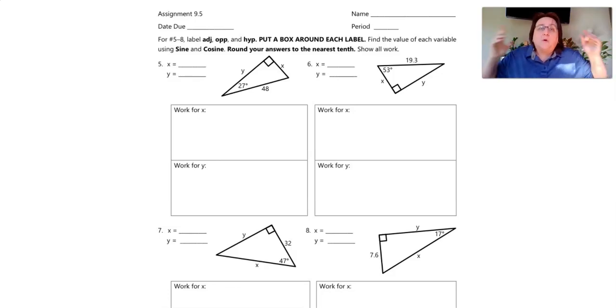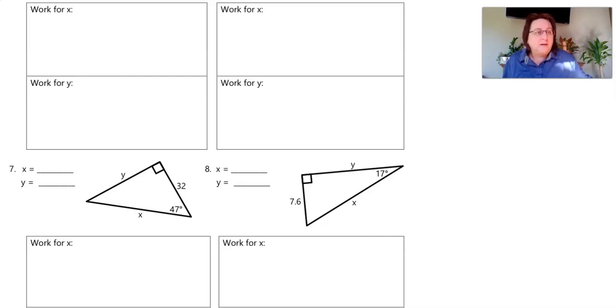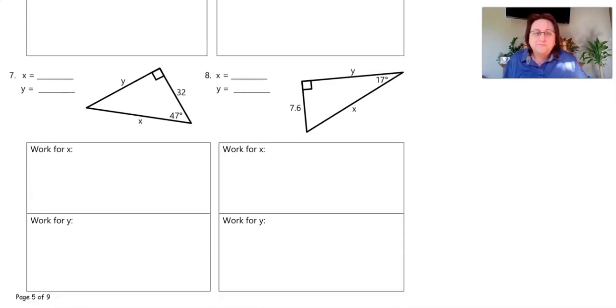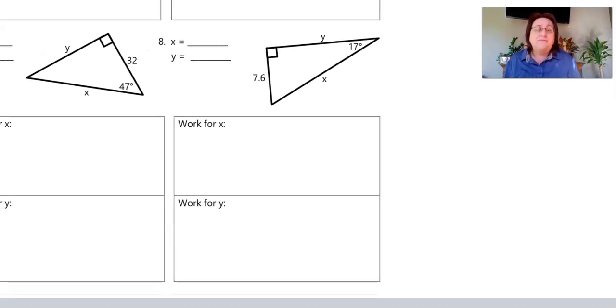How do we know when to use what? Well, let's go look. Down here at number 8, let me move my screen down for us. The very first step is to label your reference angle. My reference angle typically is the acute angle that has been given to you. And in this case, guys, 17 is our reference angle. Then I'm going to label opposite, hypotenuse, and adjacent.